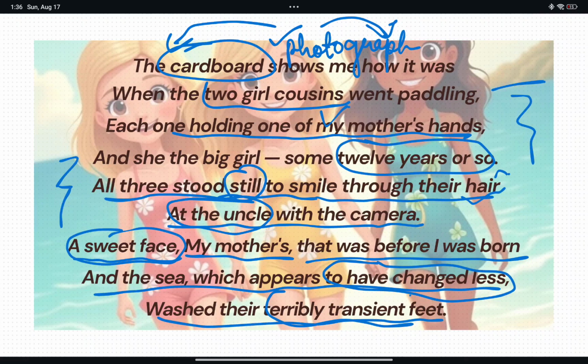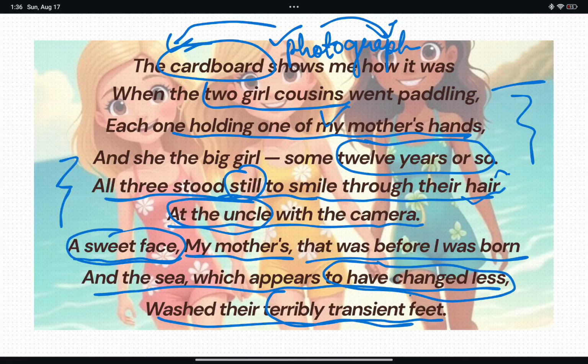Why? Because the waves keep on coming and wash away the footprints. So it is mentioned that the footprints in the sand are terribly transient. That means they are extremely short lived. They are for a very short interval. And they are being continuously washed away by the waves.